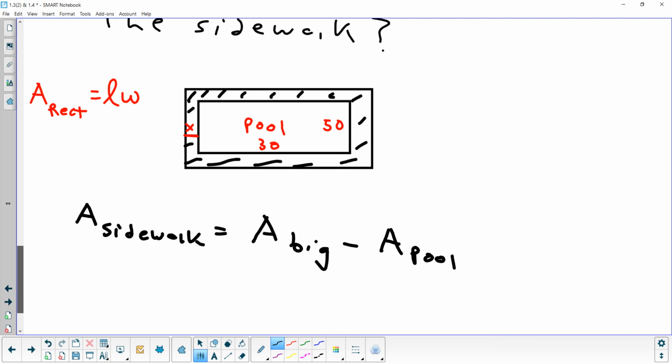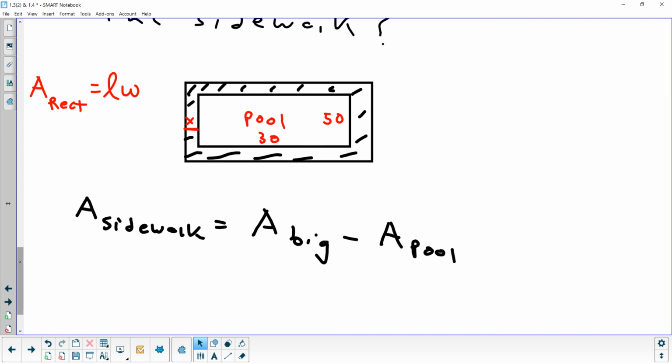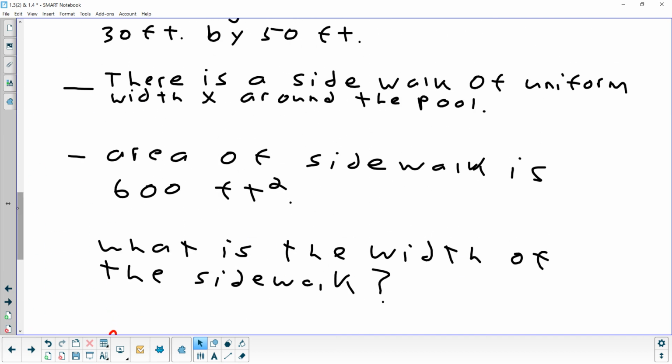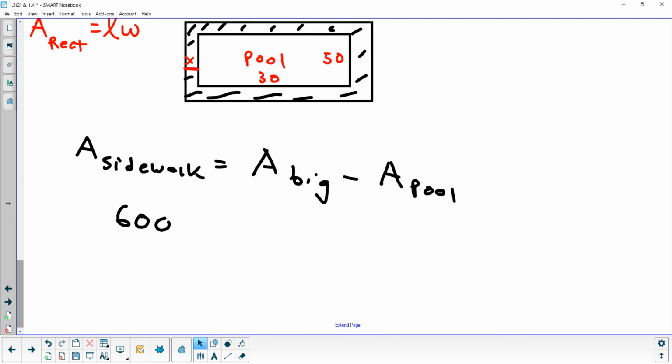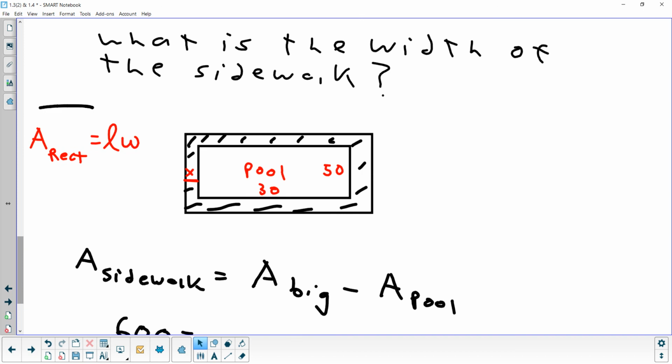And that's our answer. What's the area of the sidewalk? Yeah. 600 square feet. The area of the pool, we know that that's 1,500. They didn't give us that, but we can do 30 times 50 and get that. Now the area of the big rectangle. Remember, length times width. How long is the length of the big rectangle?